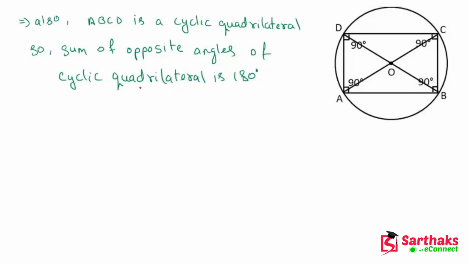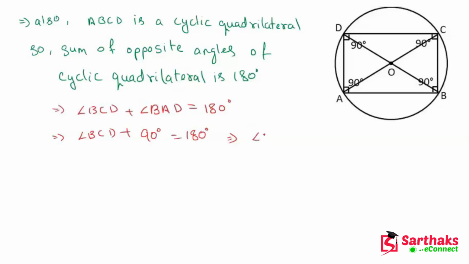So we can write angle BCD plus angle BAD is equal to 180 degrees. Here we already proved angle BAD is 90 degrees. So angle BCD plus 90 degrees is equal to 180 degrees, so angle BCD is 180 minus 90, we get 90 degrees. This angle is 90 degrees.